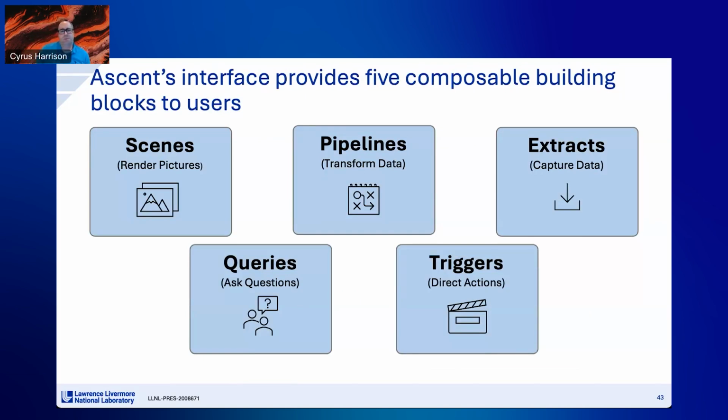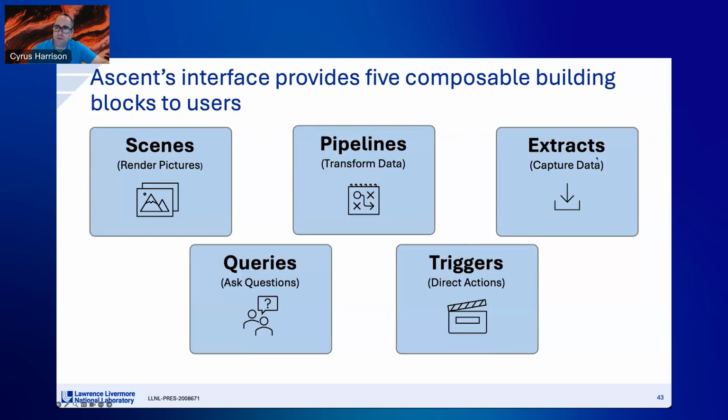So when teaching people about Ascent, we like to talk about the top level things. You've already heard me kind of allude to these. But scenes are something that allows you to make pictures. So that's great. If you're going to have a scene with multiple plots in it, that allows you to render out PNGs, for example. Pipelines you can think of as filter pipelines. They allow us to transform data if you're doing your clipping or things like that. You can build series of filters together.